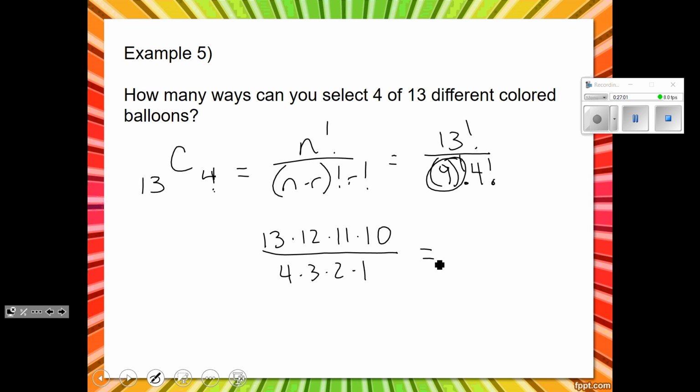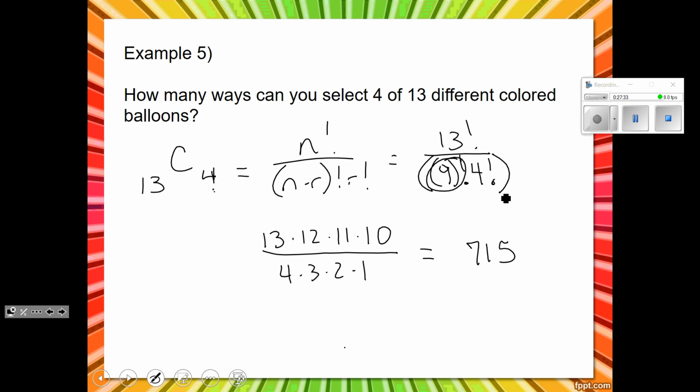I hear 715. 715? Okay. Make sure you can get that. And if you're going to put it in the calculator like this up top, don't forget you're going to have an extra set of parentheses around the denominator. Okay, so try it and make sure you can get it. Put your calculator. Try it and make sure you can get it. All right, how many want to see a shortcut?